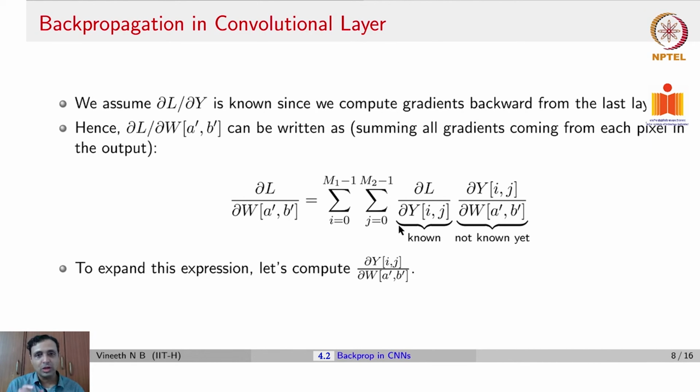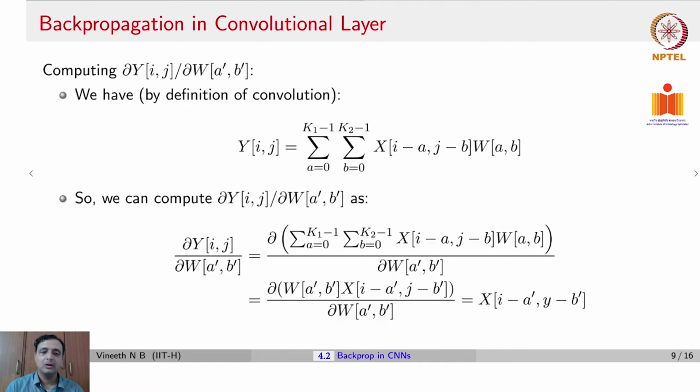∂L/∂Y we assume is already known through backpropagation until that particular step. Our challenge now for the convolutional layer is to compute ∂Y/∂W, in particular ∂Yij/∂W a'b'. That's the quantity that we now have to compute for this overall gradient of loss with respect to W at a'b'. Let's consider that particular quantity now, which is ∂Yij with respect to ∂W at a'b'.